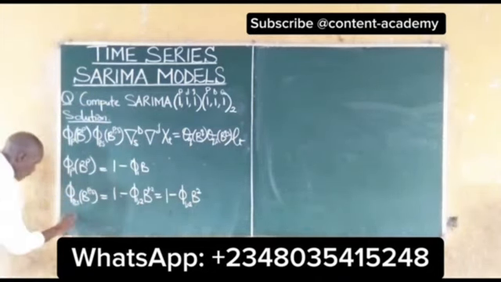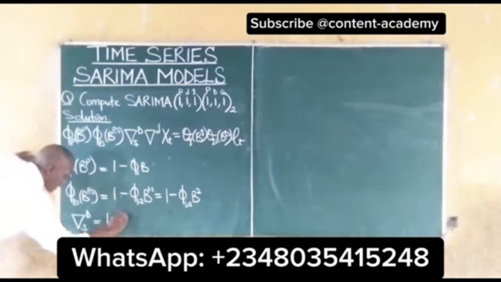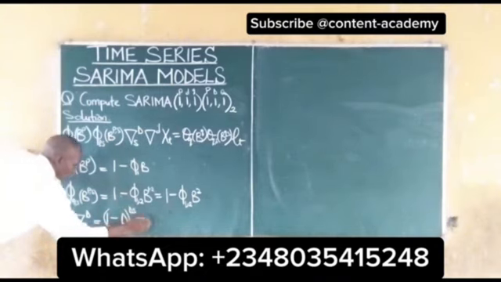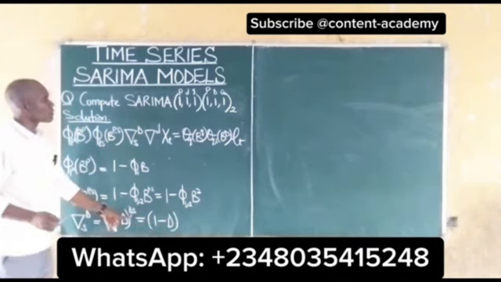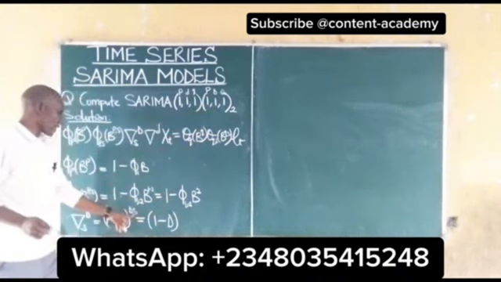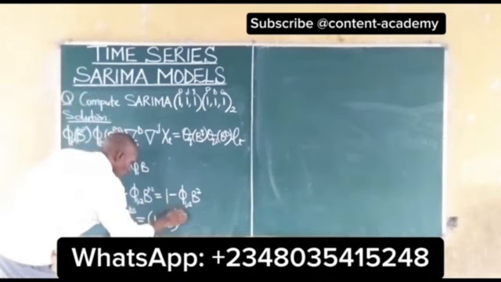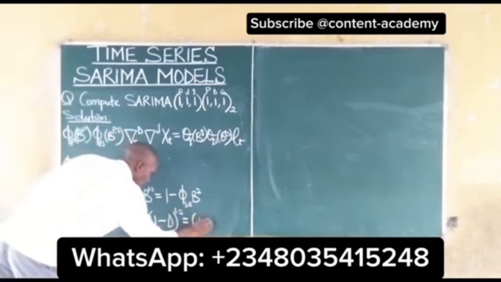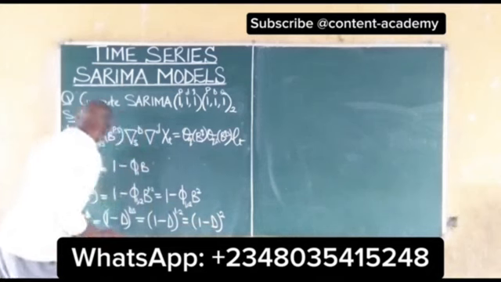Also, we have our differencing, the one with seasonality, which is 1 minus B to the power of D multiplied by S. We have D to be 1. The order is 1, multiplied by S, which is 2. So we have 1 multiplied by 2, which is 1 minus B raised to the power of 2.